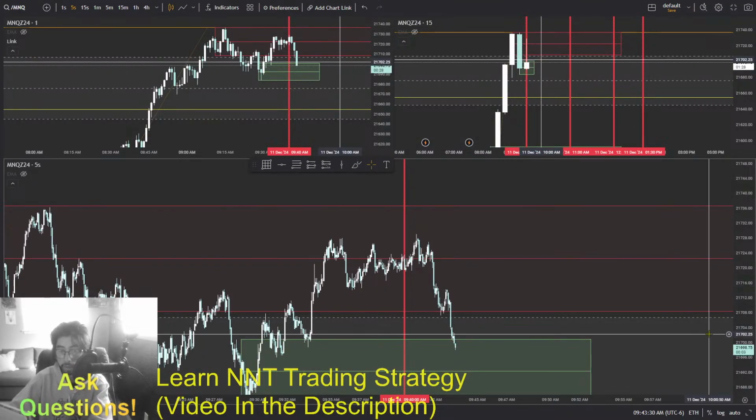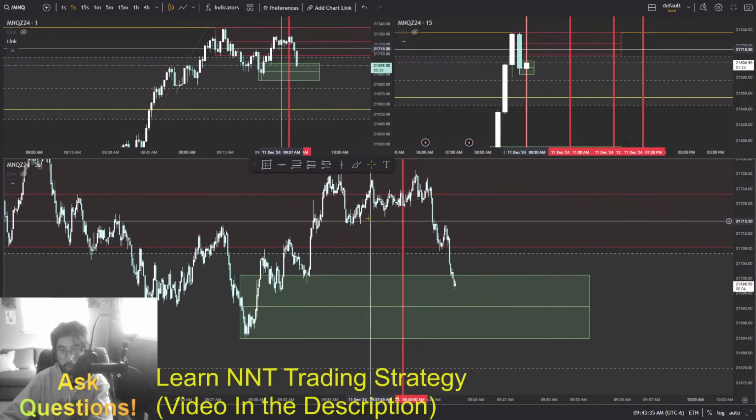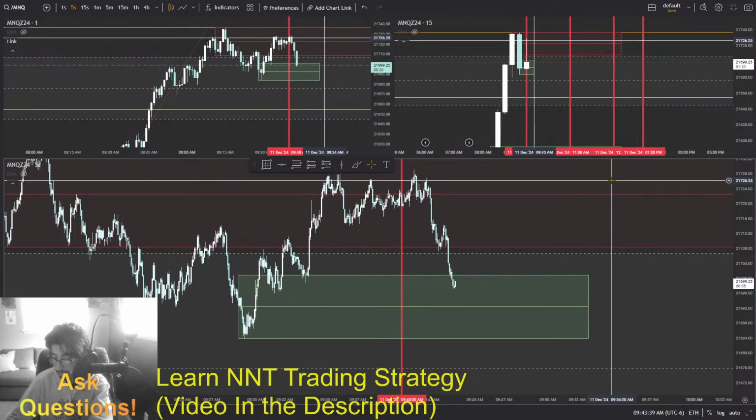Let's see if the zone delivers. I don't want to take this just because the zone is right above, and we're obviously respecting it, and we normally do. We've been trading so hard.